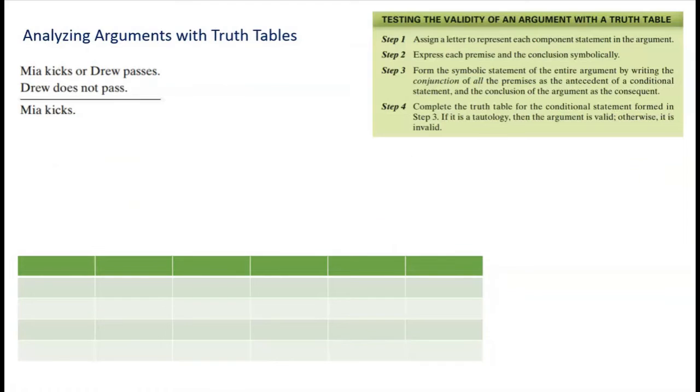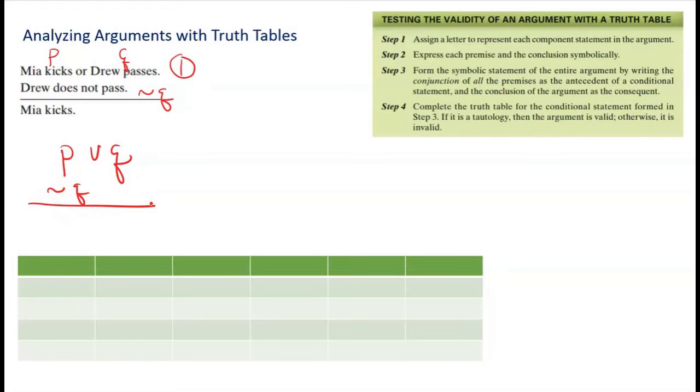All right, our last problem. We have Maya kicks, or Drew passes. Drew does not pass. Maya kicks. Okay, pretty basic here, so let's just see if we can write this down. And notice this is the first time we've had an or statement in our premise. So this is premise number 1 right here, and we can say Maya kicks, let's call that P, and Drew passes, let's call that Q. So that would be P or Q. Drew does not pass, so that'd be not Q.